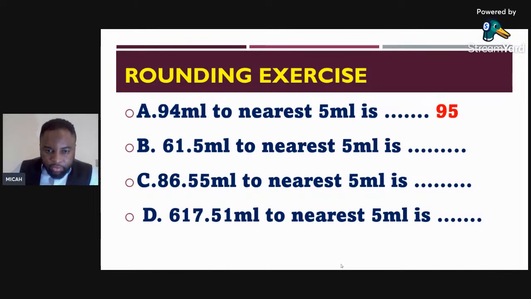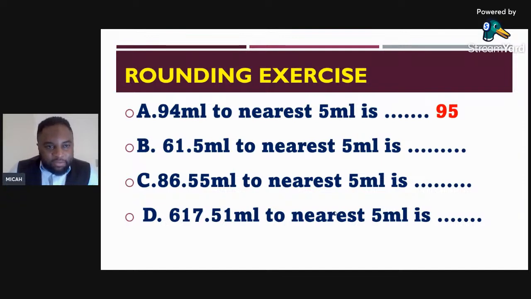Okay, so for the next few slides, we're going to cover rounding this way. I'm going to talk you through it, and then I'll give you a chance to write what you think the answers are for the ones that don't have an answer. The first one has already been done for you. 94 mil to the nearest 5 mil is 95.